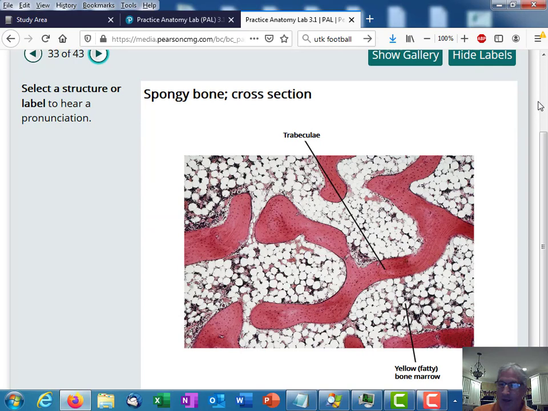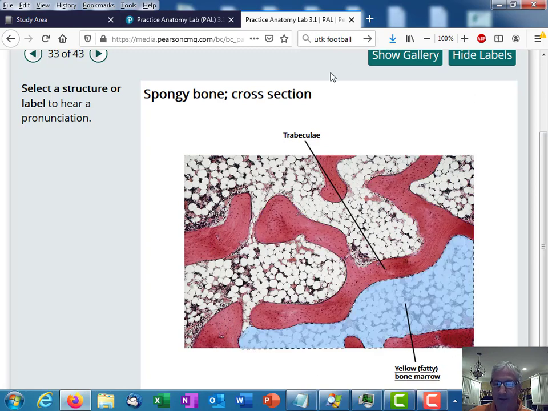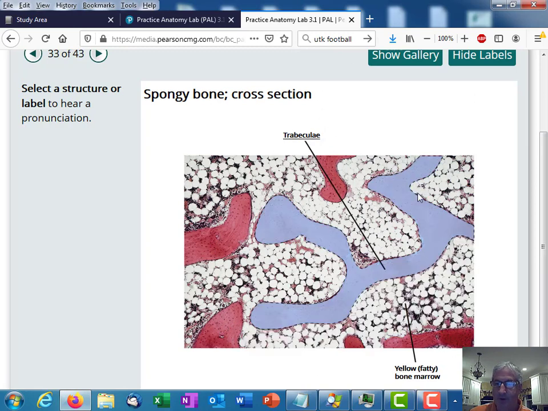Here's spongy bone, and you see the little tiny dots all the way through the trabeculae of the spongy bone. And there's little tiny dots all through here, and you can see them here and here and here. So those are all the lacuna with osteocytes in there.